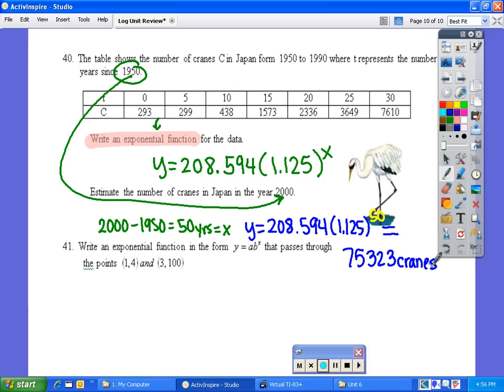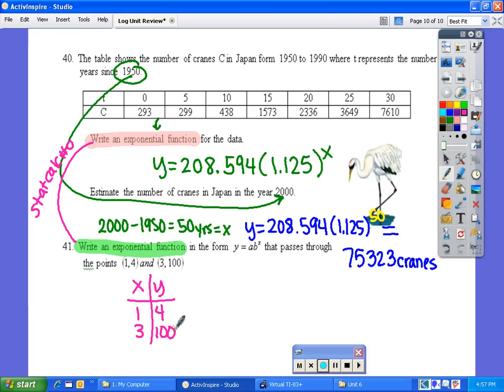Alright, the last one on this page says write an exponential function. So they're telling you what to do. So you should automatically know this is StatCalc 0. So both of these problems, 40 and 41, are StatCalc 0. Alright, so what you're going to do first is make a t-table with 1 and 4, 3 and 100.